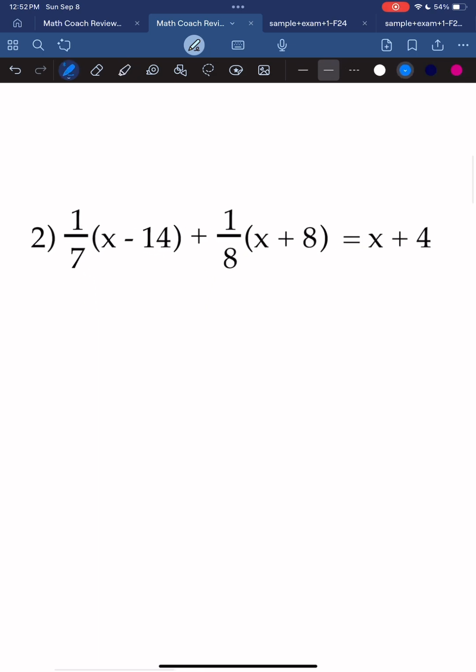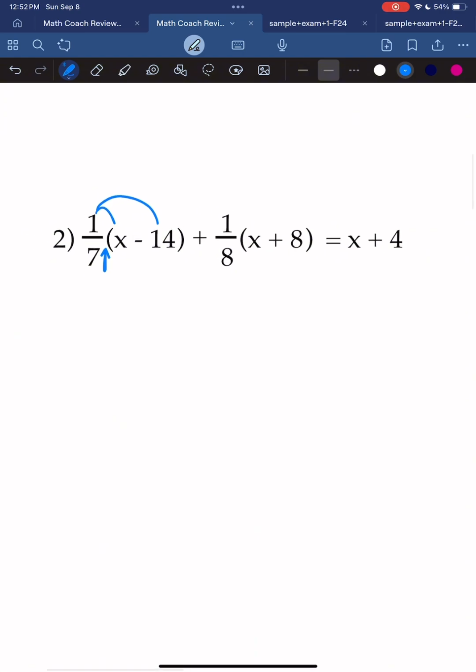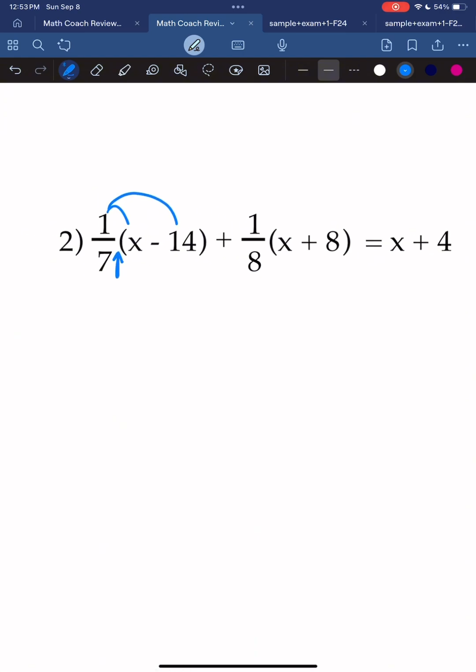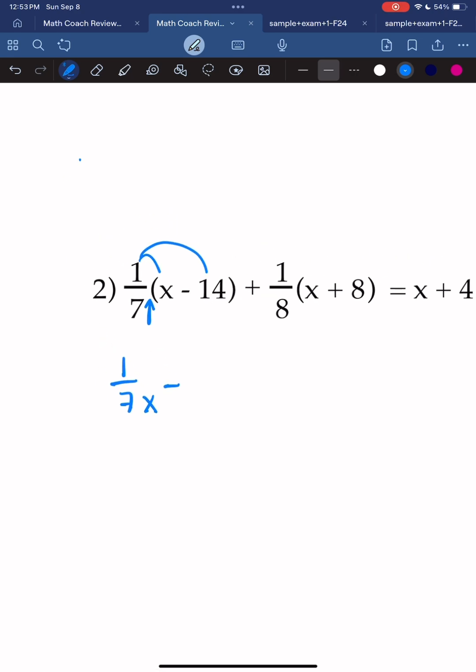Once again, we have something outside of a parentheses that we have to distribute inside. Since here there is no addition or subtraction symbol, we just have to distribute it. So 1 over 7x minus, because it's a positive and a negative, and now let's multiply this out. 1 over 7 times 14 cancels 1. 7 divided by 7 is 1. 14 divided by 7 is 2. So that's going to be 2 over 1, or 2.